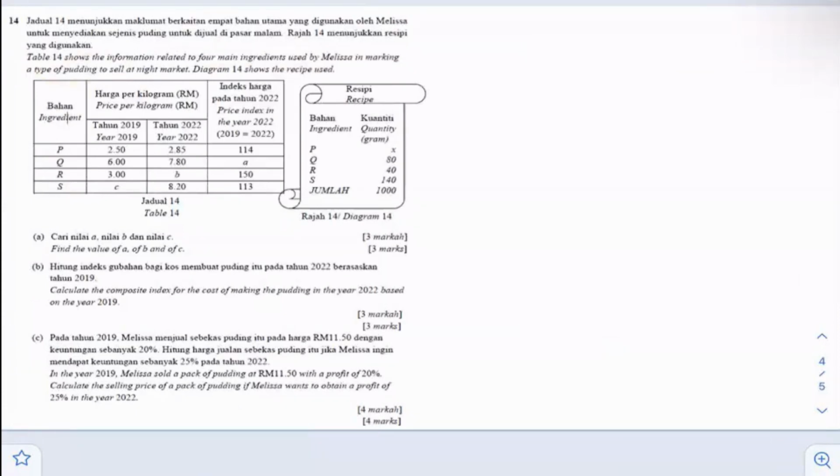Last question. So we have 4 ingredients here, and these are the price in 2019, and these are the price for 2022. And this is the index for 2022 over 2019. So first we have to calculate A, B, and C. So A is the index for ingredient Q. We'll have A equal to Q 2022 divided by Q 2019 multiplied with 100.